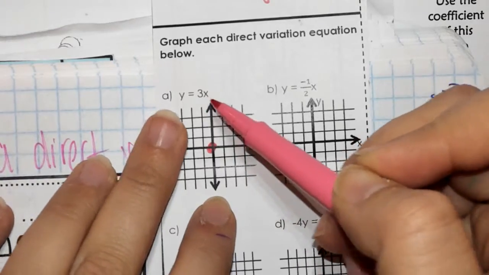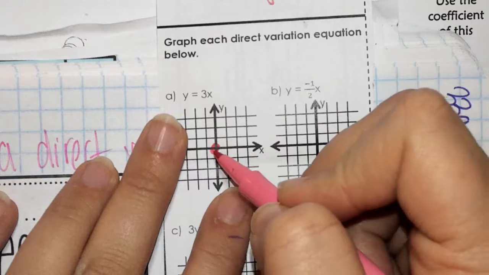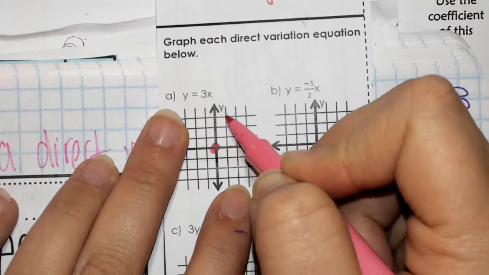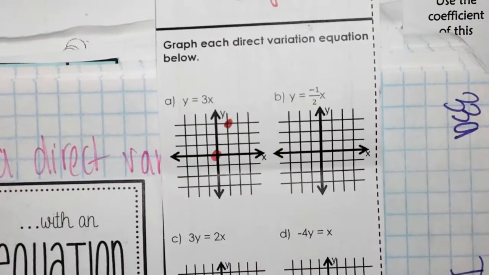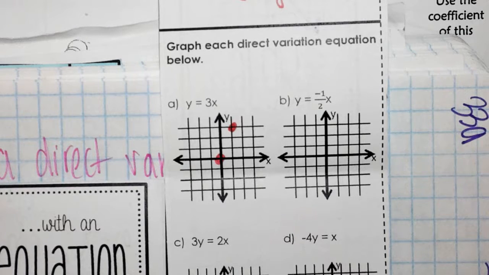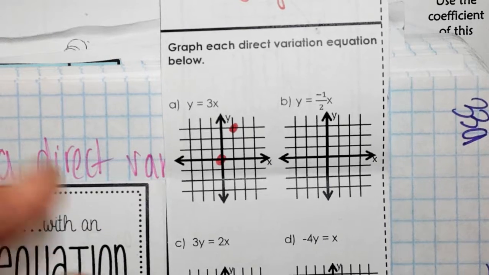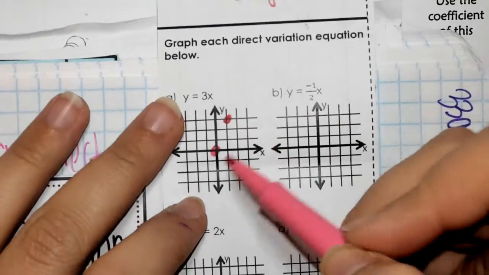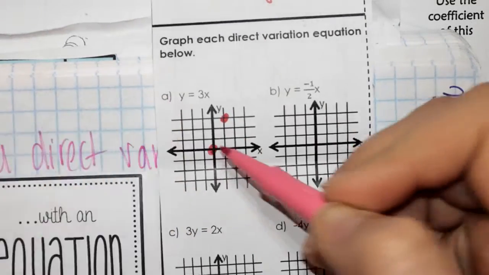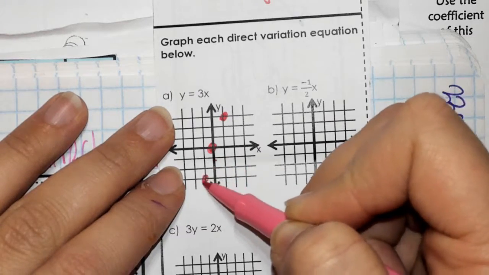So this is a 3. It's a positive 3. So are we going to go up or down? Up. 1, 2, 3. Right 1. Why do we go right 1? Rise then run. And that's a whole number, right? And all whole numbers hang out with a 1. So you go up 3, right 1. We need 3 points, so we can also go down 3 and left 1.